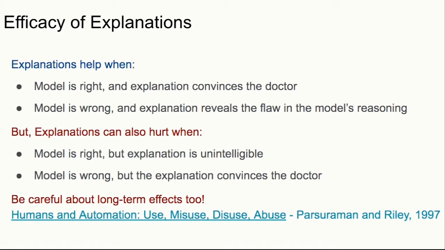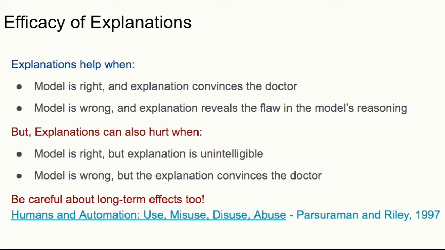On the other hand, there is this case that if the model is wrong, but the explanation is convincing. So if left on their own, the doctor would have done the right thing, but now we are showing the explanation and the prediction, so he just goes with it. There's this famous paper on humans and automation, use, misuse, disuse, and abuse. The whole space is automation bias.